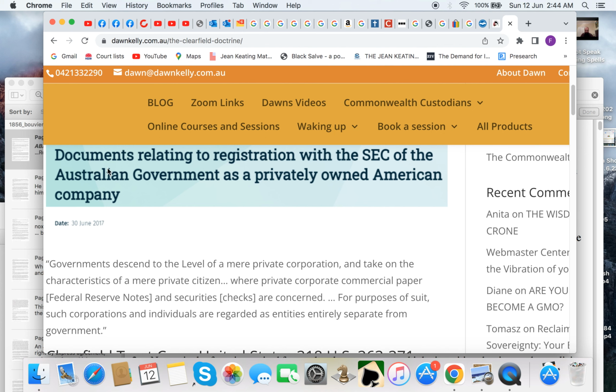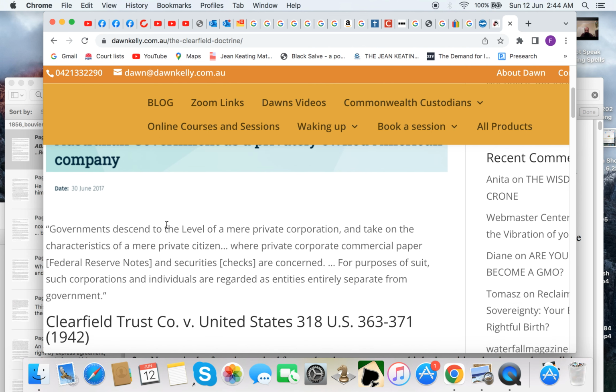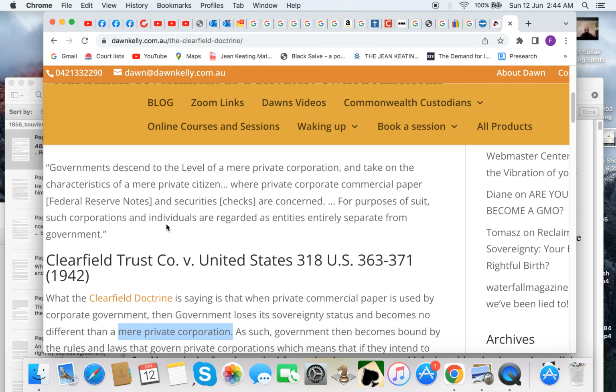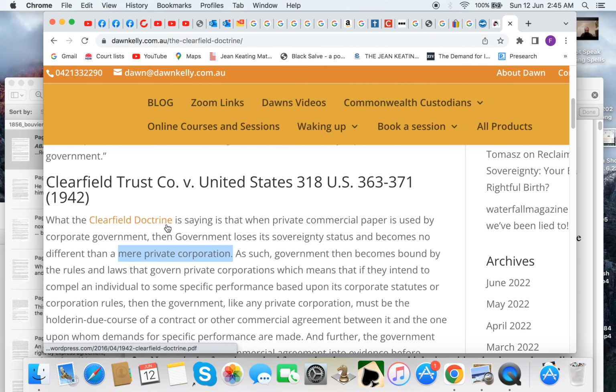It's not the Commonwealth. Documents relating to the registration of the SEC, the Australian government is a privately owned American company. Government sinks to the level of mere private corporations and takes on characteristics of a mere private citizen when private, corporate, commercial paper, Federal Reserve notes and securities checks are concerned. For the purposes of suit, such corporations and individuals are regarded as entities entirely separate from government. Clearfield Trust Company v. the United States, 318 US 1942.